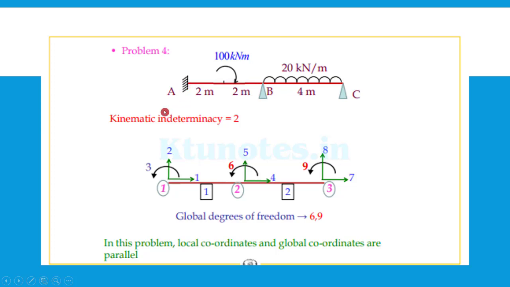In this problem, local coordinates and global coordinates are parallel, because taking AB individually and BC individually, the local coordinates are equal to the global coordinates. So we don't need to change from local to global. That will happen only for portal frames and some inclined frames. All the beams here will be purely horizontal, so no need to worry about that.